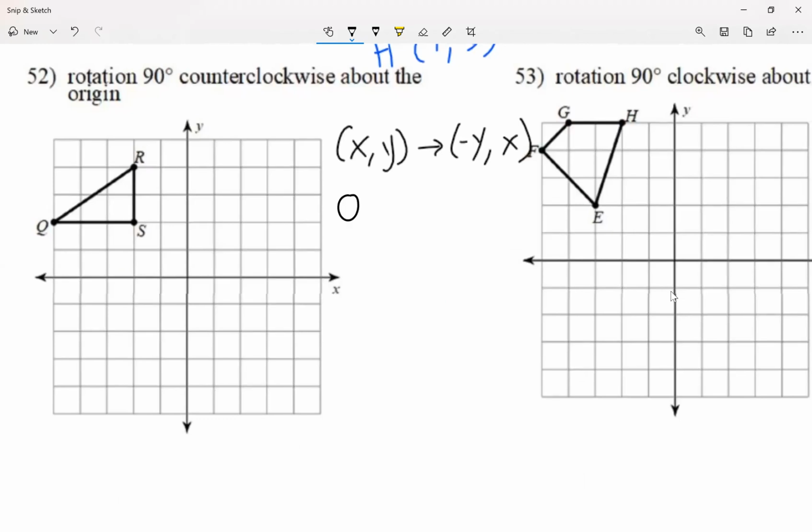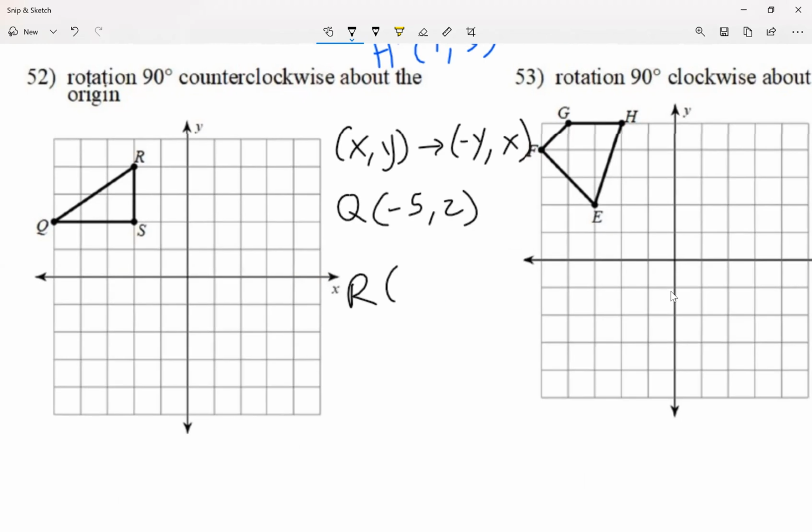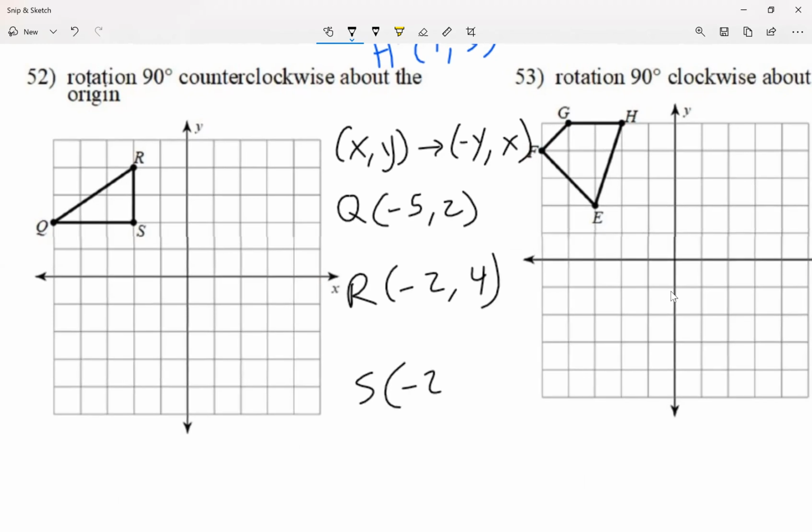So if I'm dealing with Q, the coordinates of Q are (-5, 2). My point R is (-2, 4). And my point S is (-2, 2). Okay, so according to my notes, (x, y) becomes (-y, x). So x and y get swapped. The value that was y to begin with will switch signs.